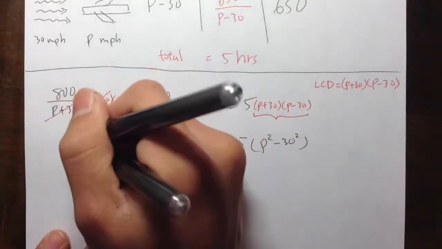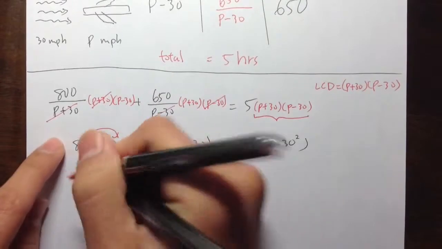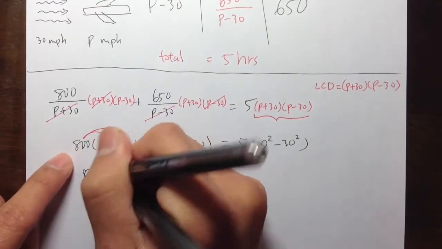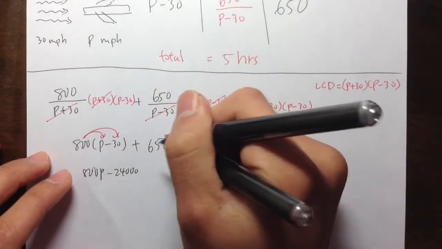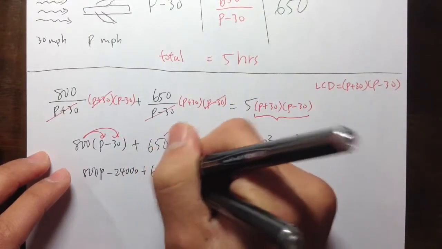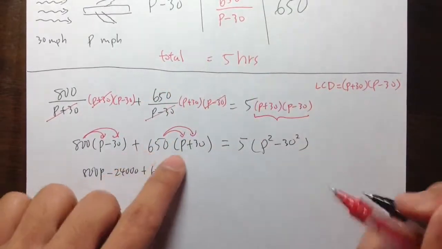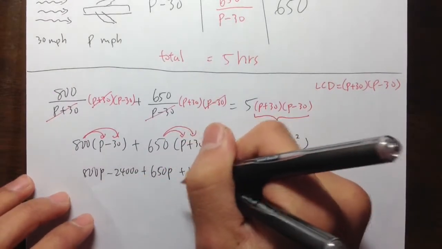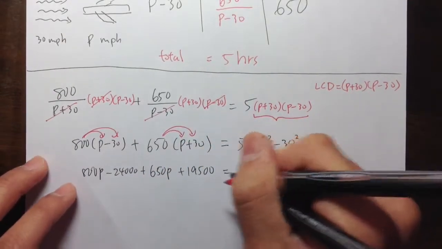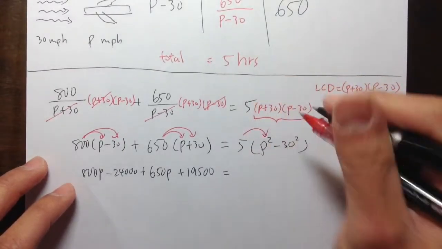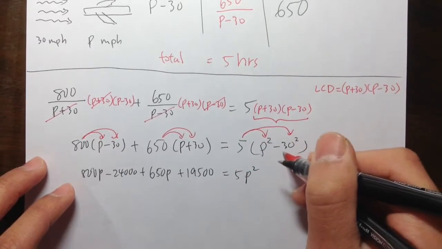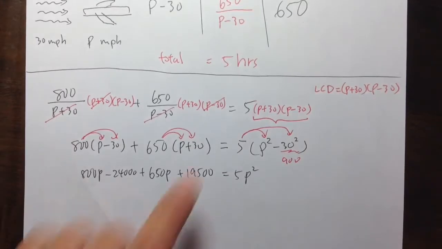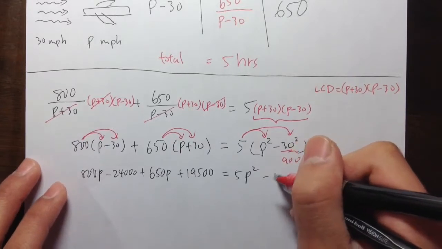Anyways, 800 times p is 800p. 800 times 30 is minus 24,000. 650 times p is plus 650p, and 650 times 30 is 19,500. That's equal to 5 times p squared, which is 5p squared, and 5 times this 900. So 5 times 900, I get minus 4,500.